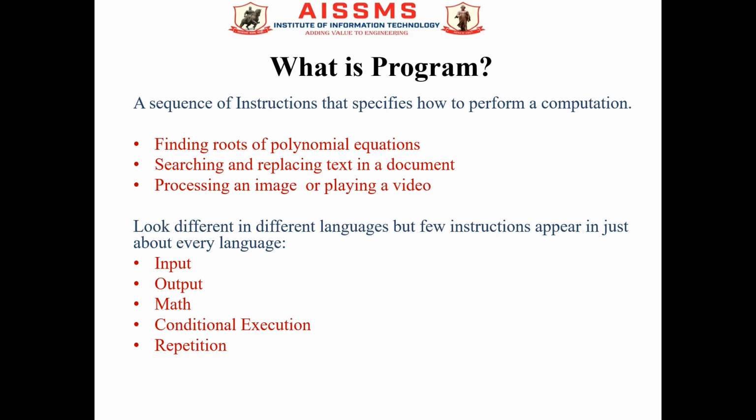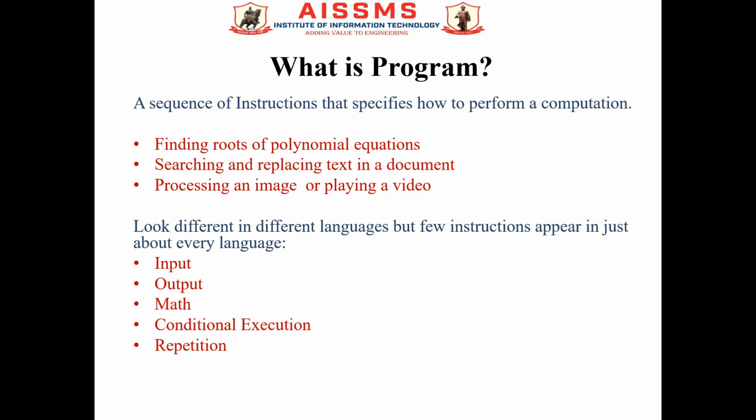The computation might be something mathematical, such as solving a system of equations or finding the roots of a polynomial, but it can also be a symbolic computation, such as searching and replacing text in a document, or something graphical like processing an image or playing a video. In various languages like Java, C, C++, the set of instructions or a program looks different, but a few instructions appear in just about every language.